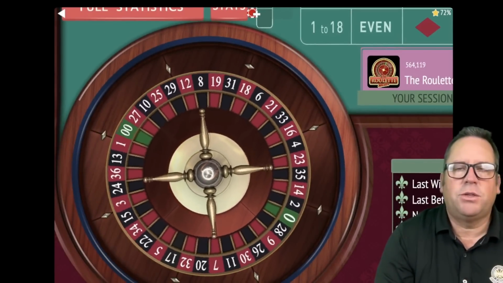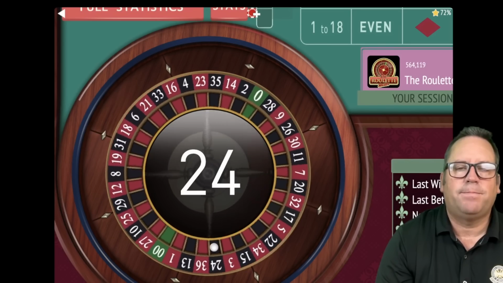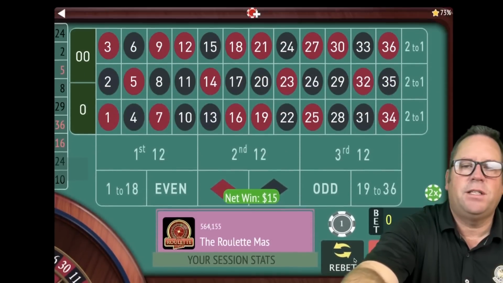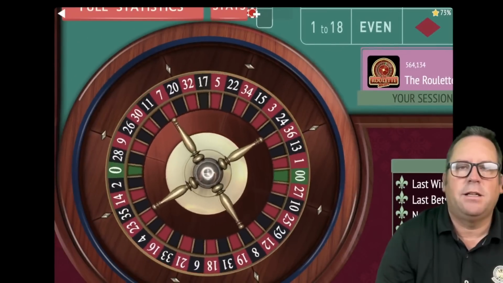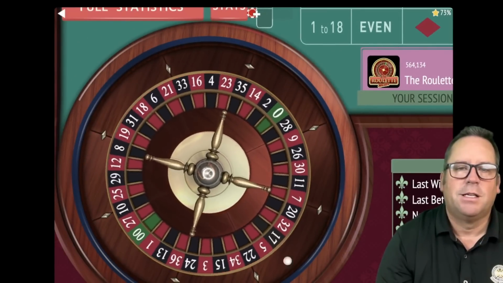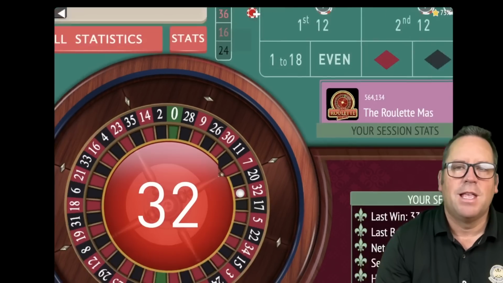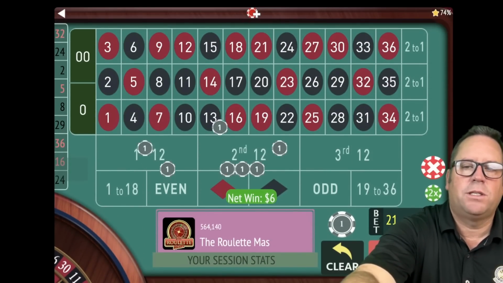You can also get a bunch of wins at base level here. And that's a 24 black. Okay, that's a $15 win, and we're up 57. And that's because we hit a street. So that's nice, and let's spin. All right, that's a 32 red. Another corner win. We're up 63, and we're still at base level here.